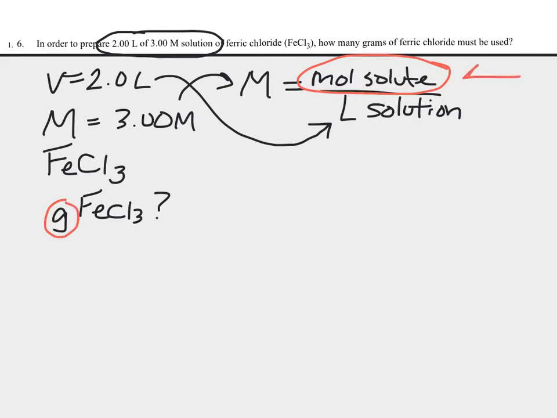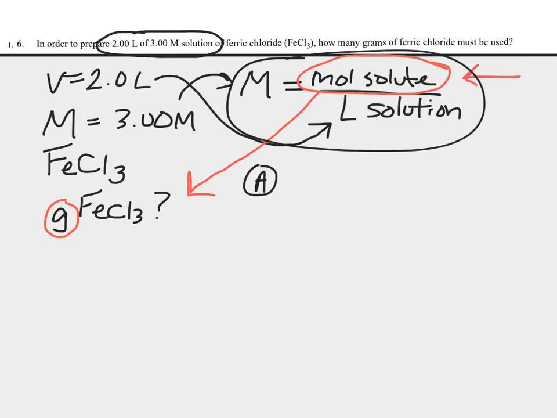So let's solve for moles of solute, and once we get that, let's convert that to grams of iron 3 chloride. So it's like a 2-step problem here. Don't get overwhelmed though, it's no big deal. So let's start with part A. Let's plug in to this equation right here. So we've got 3 for our molarity. We don't know how many moles of solute we have, so that's X moles over 2 liters.